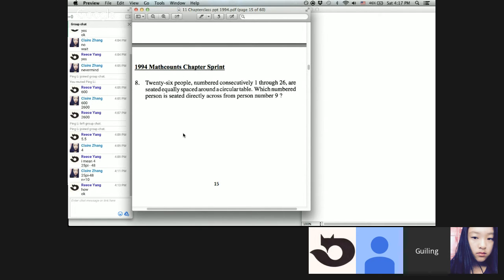26 people numbered consecutively 1 through 26 are seated equally spaced around a circular table. Which number person is sitting directly across from person number 9?